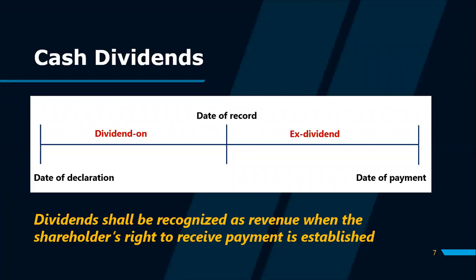If the shareholders sold the shares between the date of declaration and the date of record, we have dividend on, meaning the dividend is included in the sale of your shares. If between the date of record and the date of payment, we have ex-dividend. So the original shareholder has the right to claim the dividends on the date of payment.